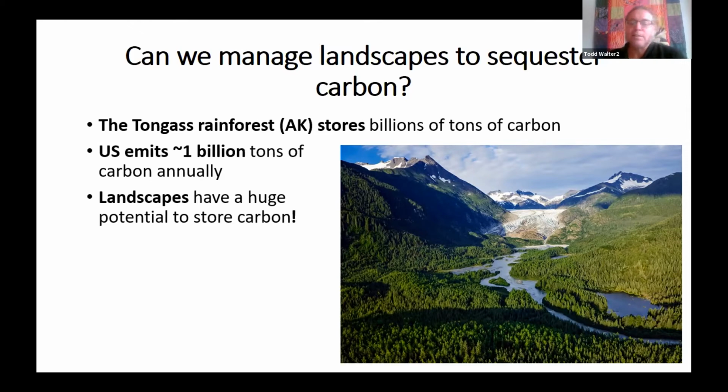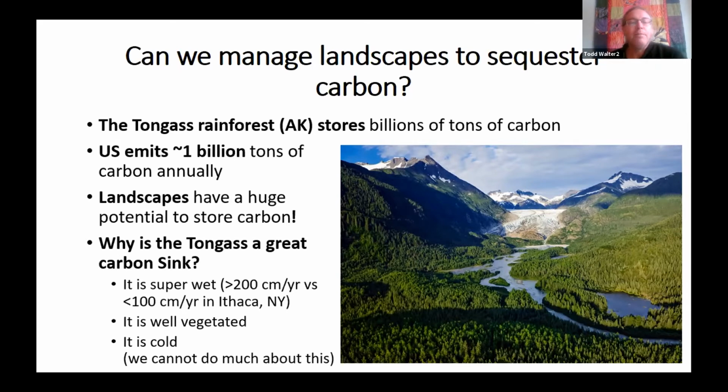And I think this goes back to Steele's points about different management practices, which we'll come and talk about a little bit here in a minute. The Tongass is a great carbon sink because of a couple things. It's super wet. They get over 2 meters of rain a year. Okay, Ithaca is known as being a really wet place. In fact, Cornell's newspaper is called the Daily Sun, so that they could say the sun comes out every day in Ithaca, even though it rains a lot here. But even given our wet climate, the Tongass is even more wet than us.